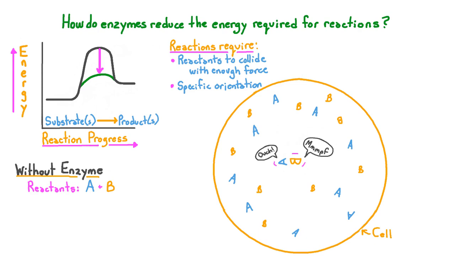So let's try again with more force, which of course requires more energy. Okay, so we've got A hurtling towards B and B hurtling towards A with more force this time. And they still may not react. So next time, let's try orienting them as if they were actual molecules that need to face each other in a certain way before they can form a bond.